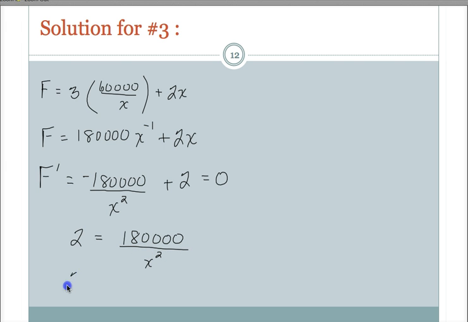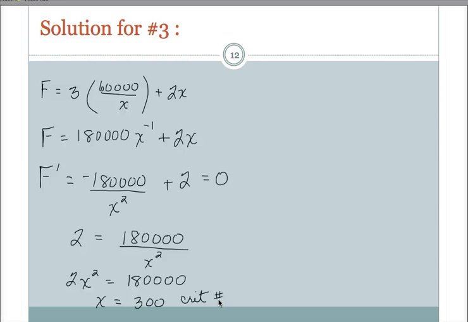And I can go ahead and cross multiply just like we did before. So if you solve that all out, you get 180,000 divided by 2, that's going to be 90,000. So x ends up being 300. Feel free to check it on your calculator. So that's our critical number. Remember, we would technically consider where the derivative does not exist. Of course, that would be at 0, which we know we can't equal anyway. So we'll just go with the 300.